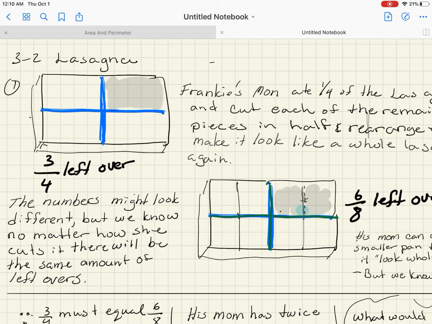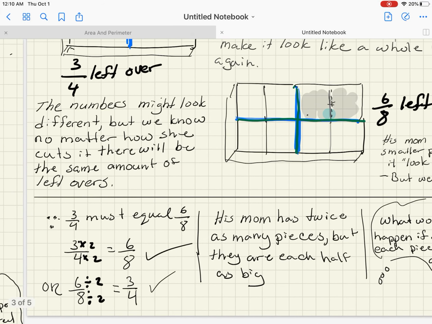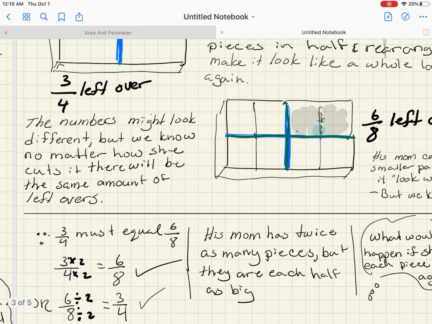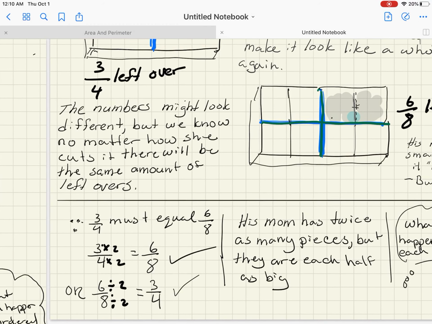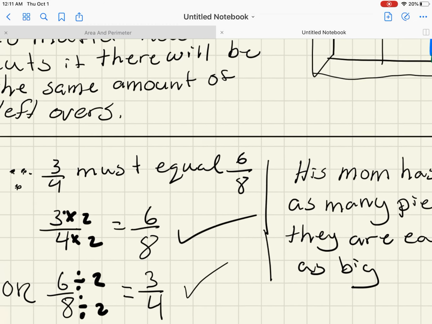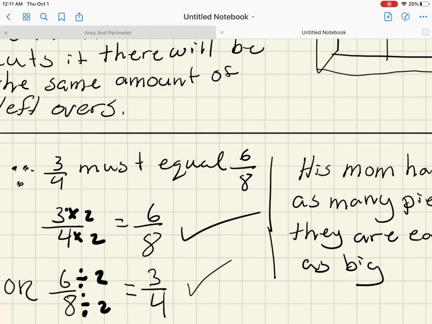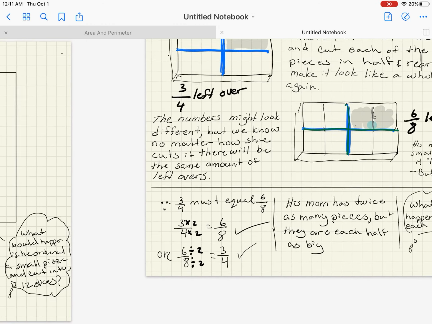So we know the amount of lasagna is still the same, either way it's put together. So we know that 3/4 and 6/8 are equivalent fractions. They may look different, but they are equivalent. How did I get there mathematically? I took 3/4 and I multiplied top and bottom by 2. And 3 times 2 is 6, and 4 times 2 is 8, or I could have done it using division.